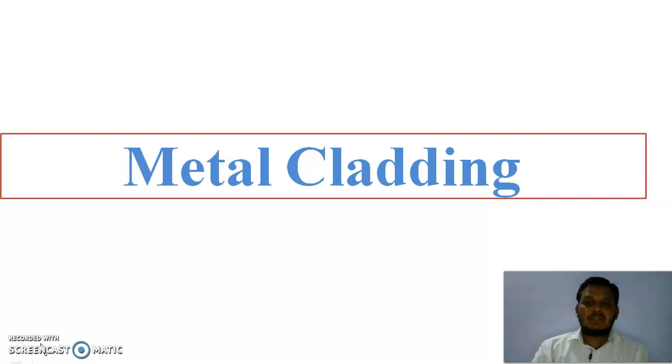What is corrosion? Corrosion is destruction of metal due to chemical or electrochemical reaction by its environment or by its surrounding. There are various ways to prevent corrosion. The first is metallic cladding and the second one is metallic coating, that is anodic coating and cathodic coating, right?